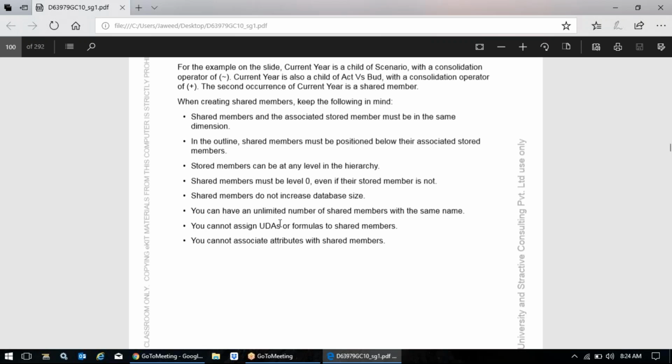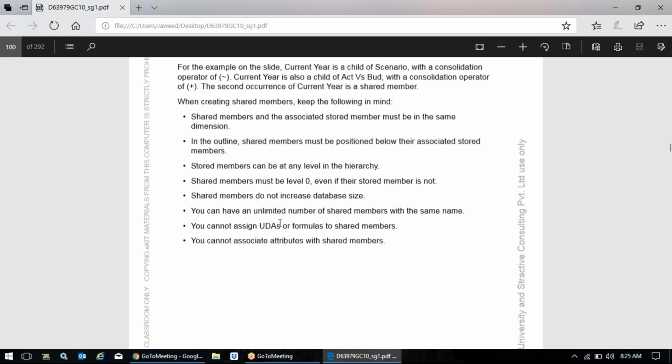But in the case of UDAs, you can use the same UDA for any members in any dimension. That's the beauty of UDA. So that's what it's saying.